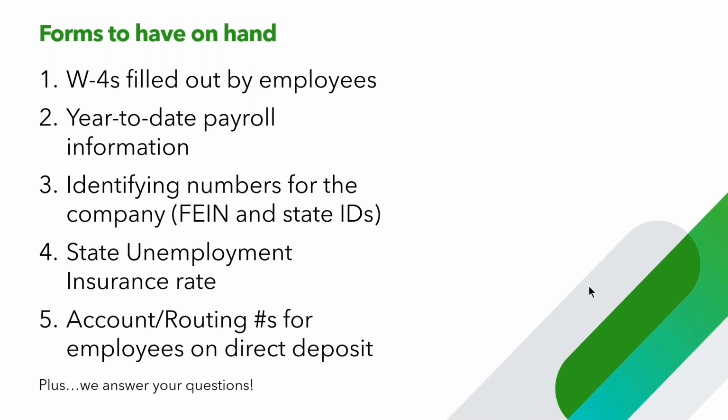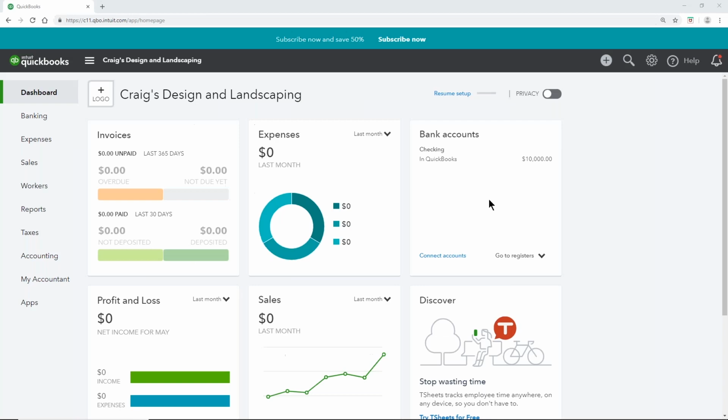Your state unemployment insurance rate is also important. That is a rate that is specific to your business. QuickBooks can't guess what that should be for you, so you're going to have that on hand. And if you're going to be setting up direct deposit for any of your employees, you're going to want to have their account numbers and their routing numbers ready to go so you can get that set up. So let's go ahead, and now we are going to go into QuickBooks and start looking at payroll.